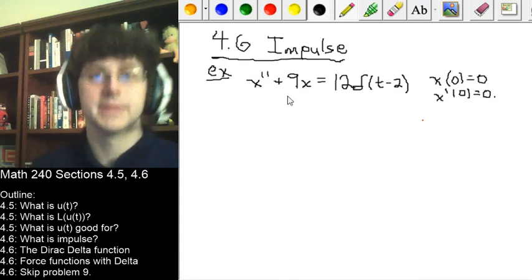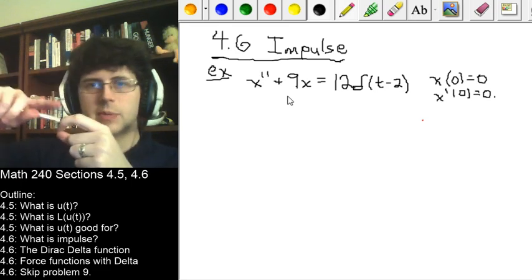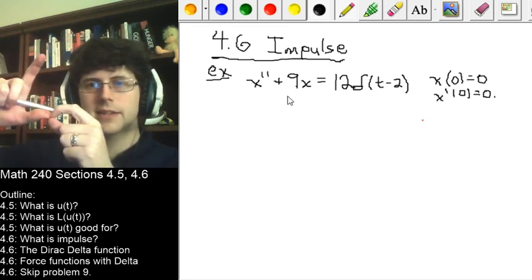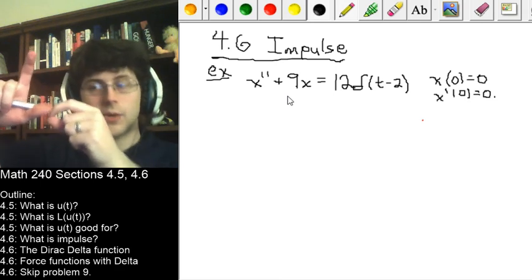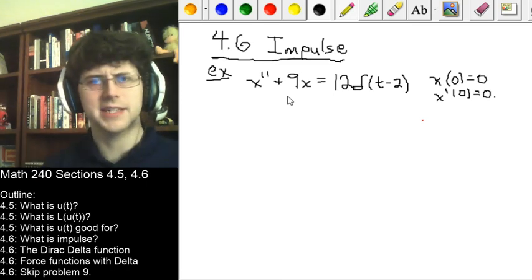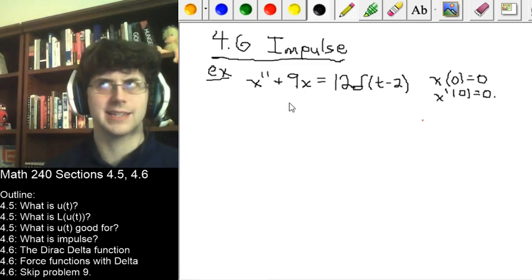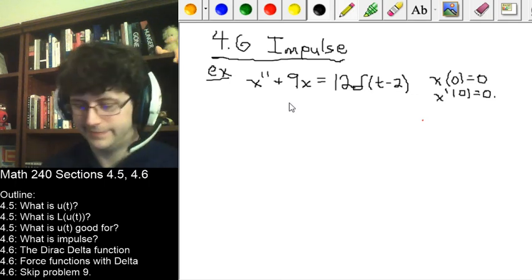So what's going to happen? You have an object attached to a spring, it's just sitting there, you wait for a second, and then you suddenly hit it. It's going to sit there quietly and then suddenly start oscillating when it gets hit. So we're expecting x to be 0 for a long time, and then after you hit it, it starts oscillating. So let's see how that works.